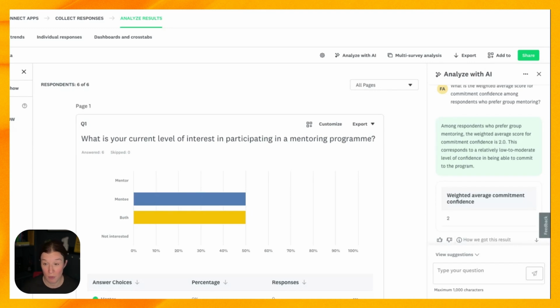So it says among respondents who prefer group mentoring, the weighted average score is about 2, a relatively low to moderate level of confidence. So it also gives me a bit of an understanding of not just what I'm looking at, but what that actually means. And finally, AI can also help you filter for quality, which is one of my favorite things.